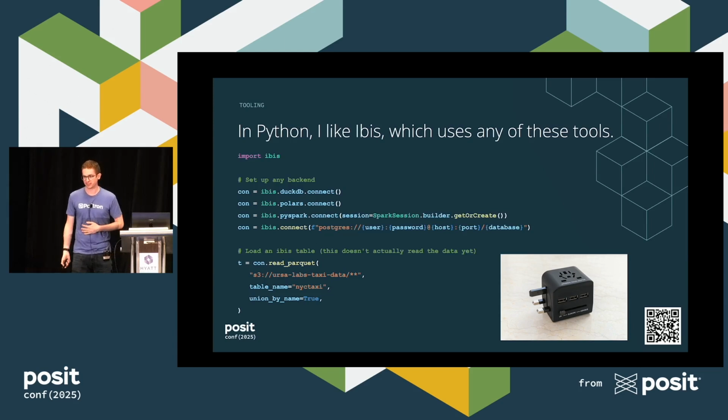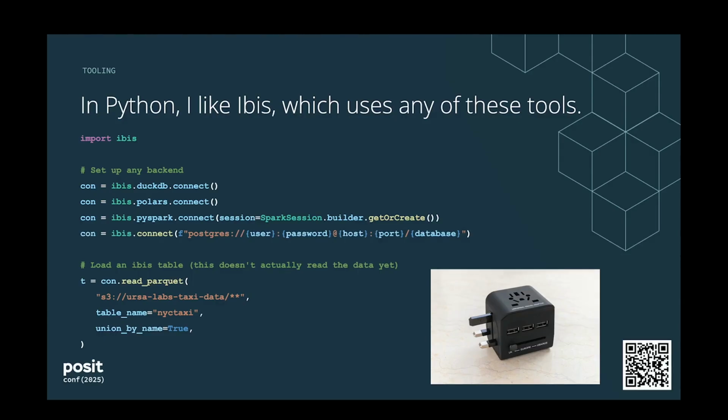I like the Ibis library. Hopefully some of you have heard of it. Ibis in Python I think of as a universal adapter. So it's a data frame library. Its verbs, its syntax is very similar to dplyr in R. And basically you can connect to any of these backends.